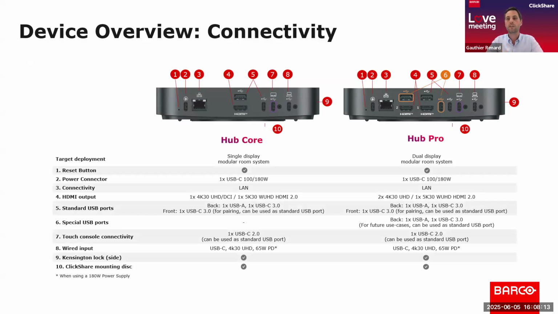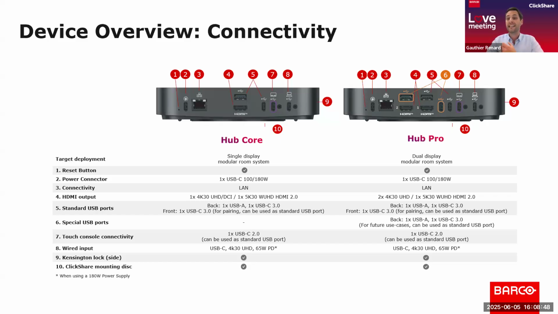You see that both of these base units have a power connector that is USB-C, have a LAN connector, and then the Hub Core has a single HDMI output next to two general purpose USB 3 ports, one USB 2 port that can be used to attach the control panel, and then a wired input for wired content ingest. On the front side of the device, we also have an additional USB-C port that can be used for pairing of the button, and on the side you will find a Kensington lock to secure the device.